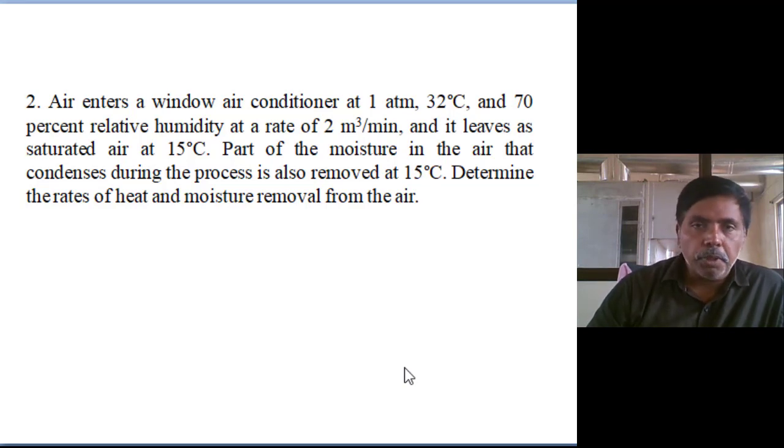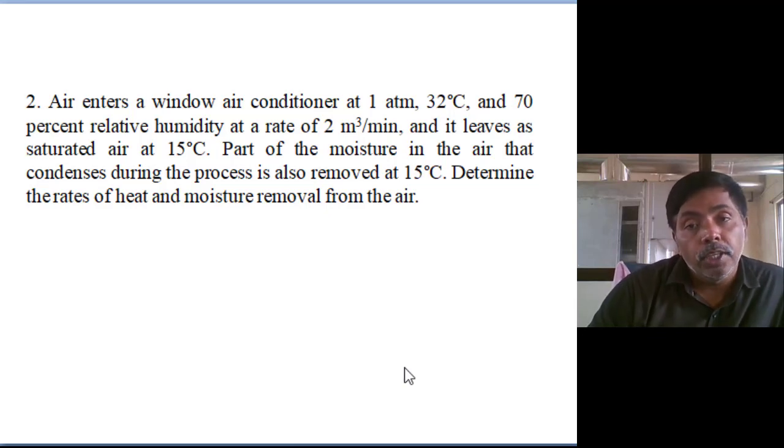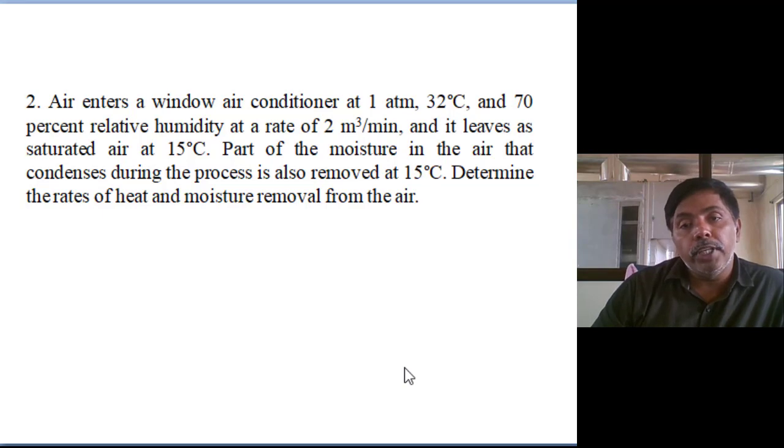So like the last problem, first you mark the dry bulb temperature and relative humidity intersection point. First mark the initial point. And the air volumetric flow rate given is 2 meter cube per minute.